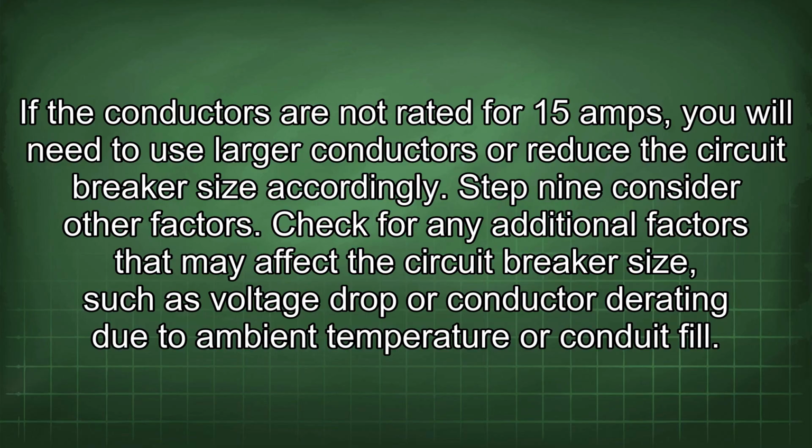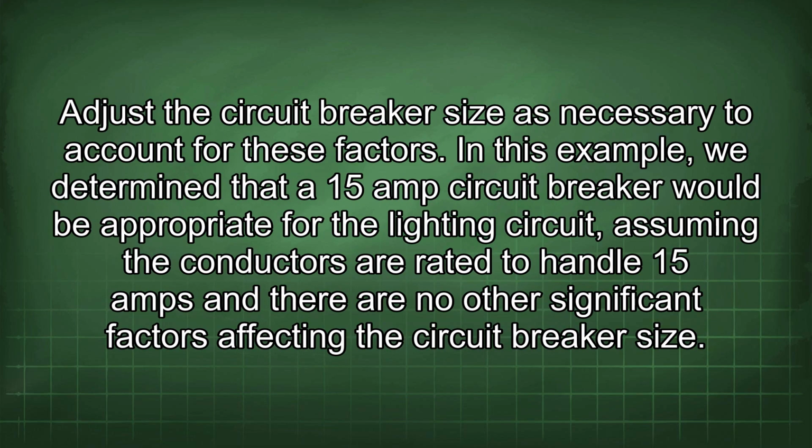Step 9. Consider other factors. Check for any additional factors that may affect the circuit breaker size, such as voltage drop or conductor derating due to ambient temperature or conduit fill. Adjust the circuit breaker size as necessary to account for these factors. In this example, we determined that a 15 amp circuit breaker would be appropriate for the lighting circuit, assuming the conductors are rated to handle 15 amps and there are no other significant factors affecting the circuit breaker size.